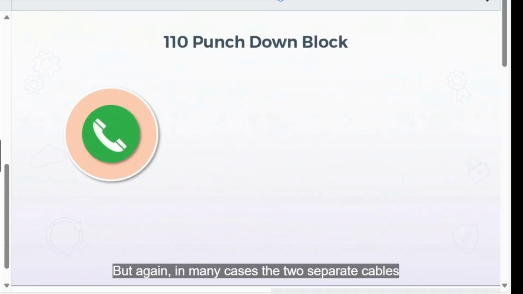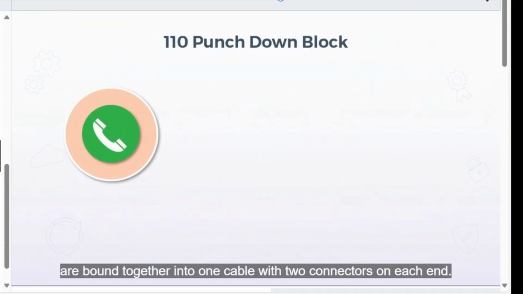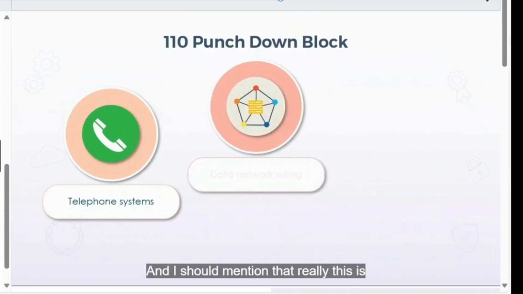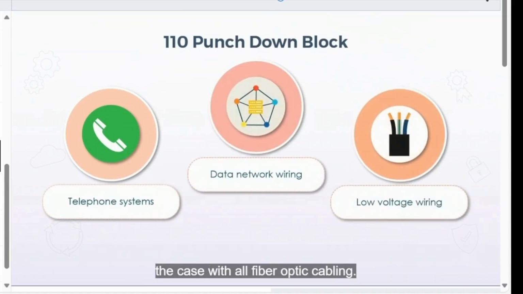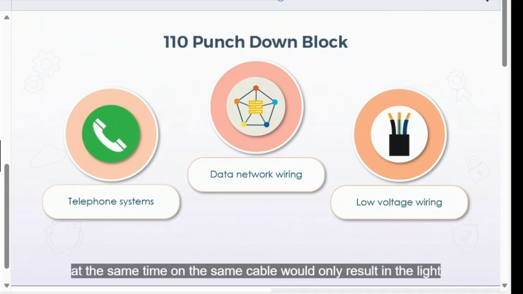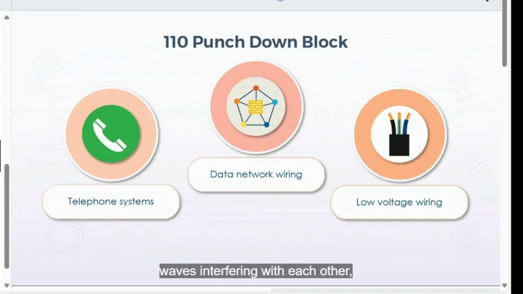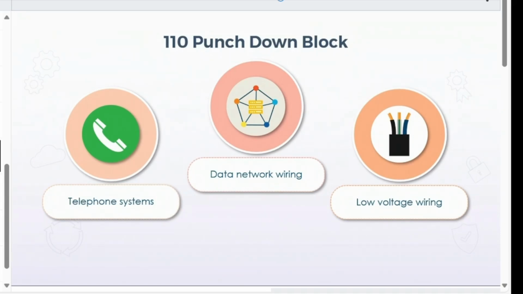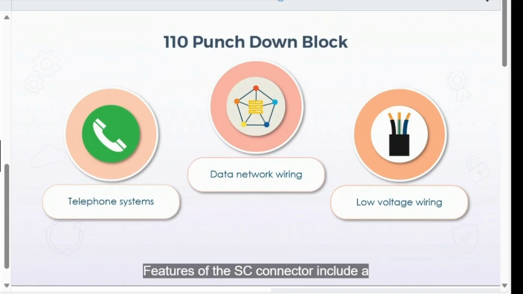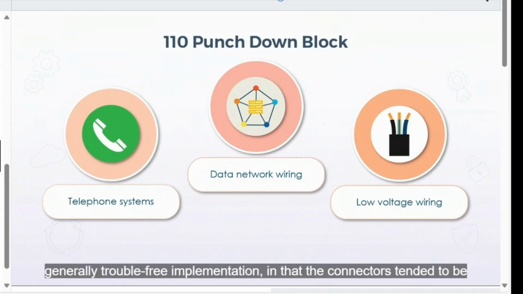Now, punch-down blocks have been in use for quite some time because they've been used for several different types of wiring, including telephone systems, data network wiring, and other low-voltage wiring. So they aren't used only with Ethernet cabling. And the current implementation is what's known as a 110 punch-down block, and it's a more up-to-date version that, for the most part, is the successor to what's known as the 66 block. They're more compact and they have a more efficient configuration so that more connections can be made in less space.